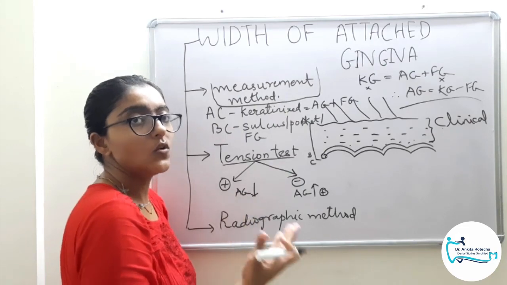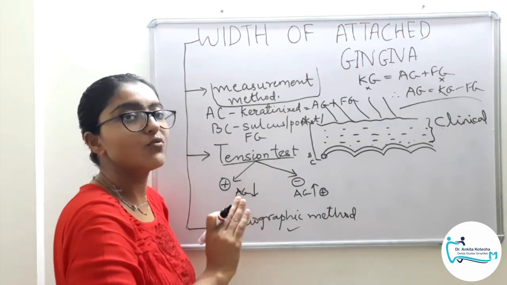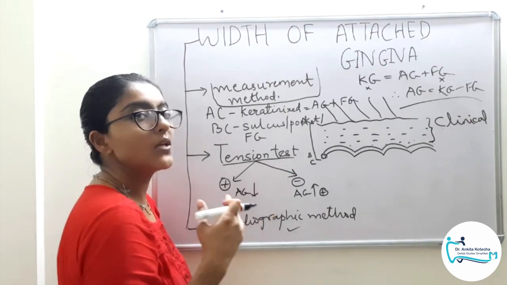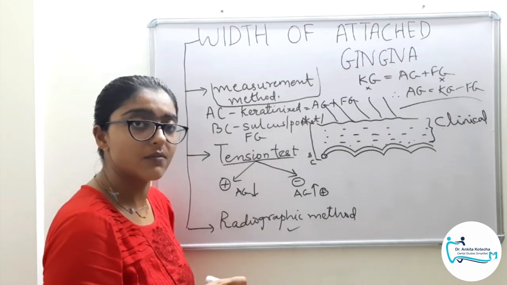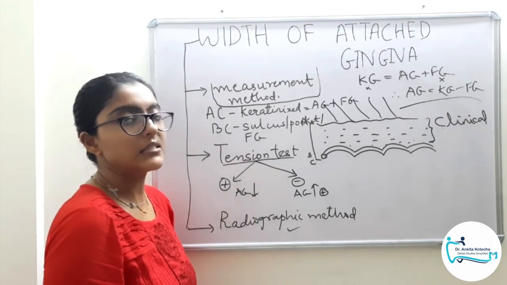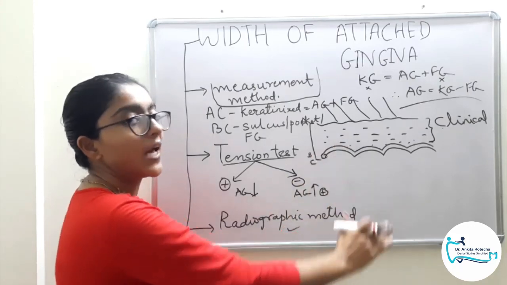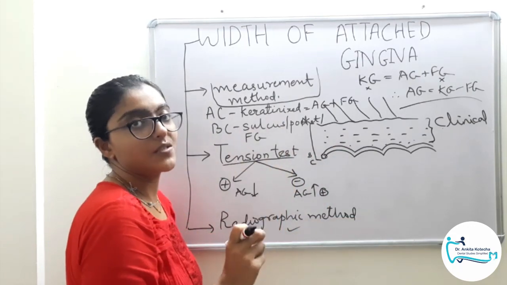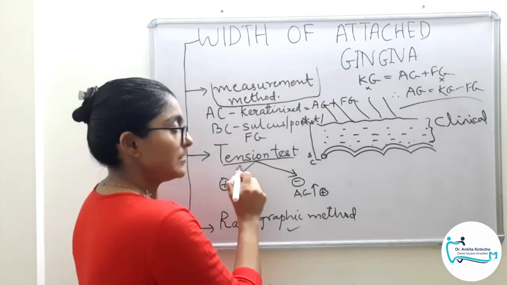Nominal data, yes or no, positive or negative. There is no value here. From this test, we can only conclude whether there is sufficient width of attached gingiva or insufficient. That's it. We don't get any values as in case with measurement method. Clear? This is tension test.